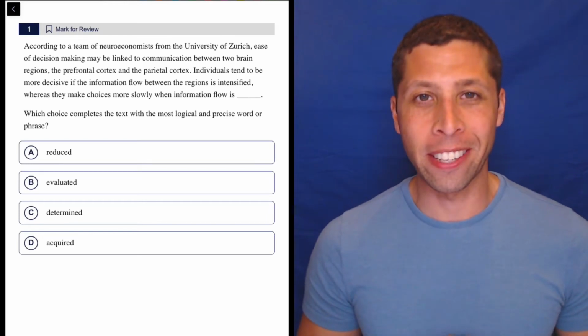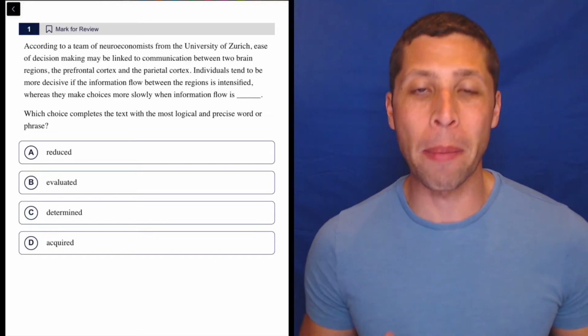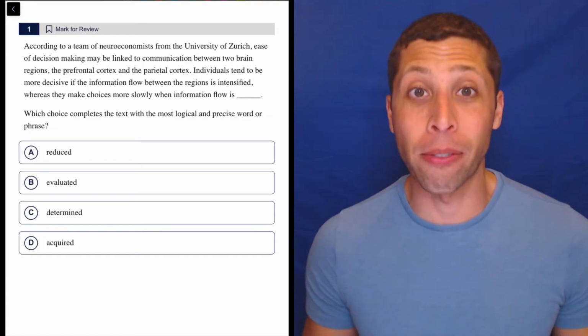Right away, we can tell that this is not a particularly hard set of words in the answer choices, so it's probably going to be about what the passage itself is saying. So let's just dive right in.